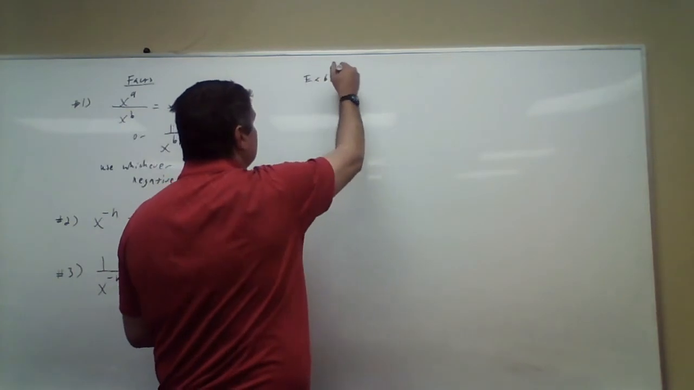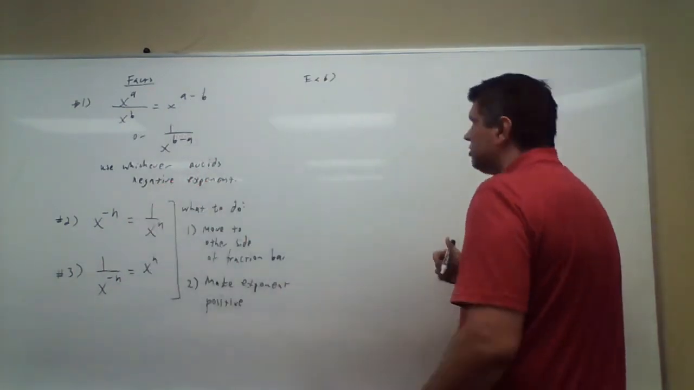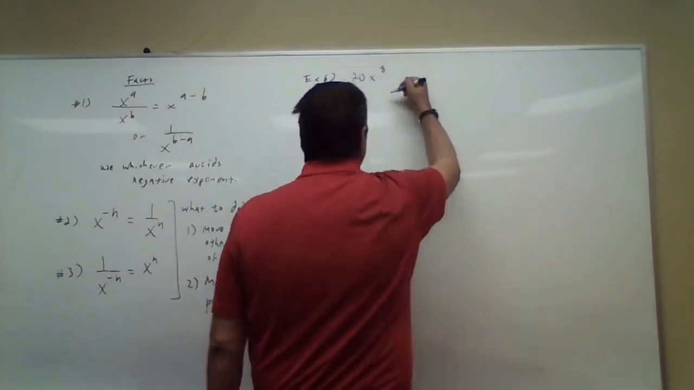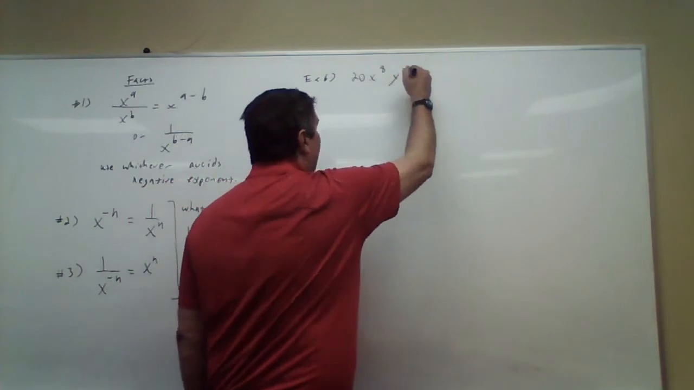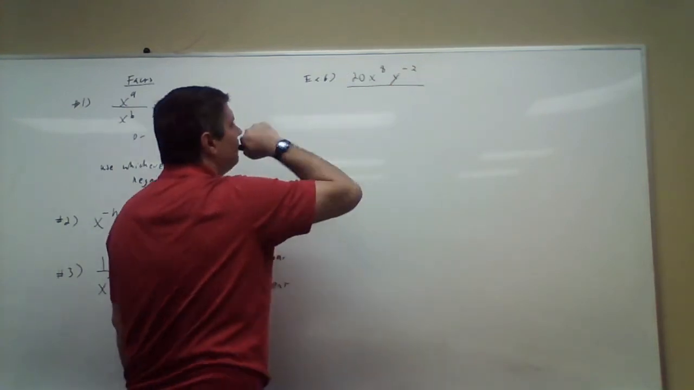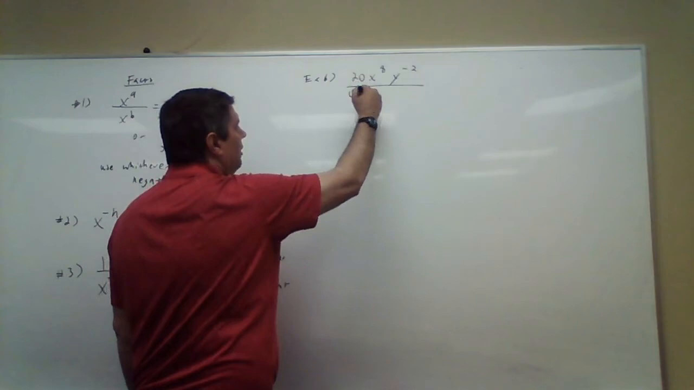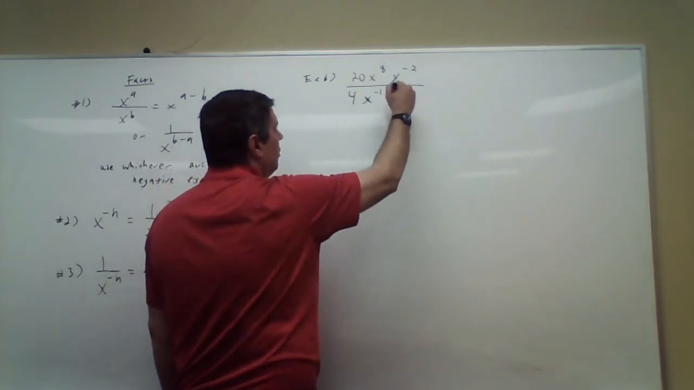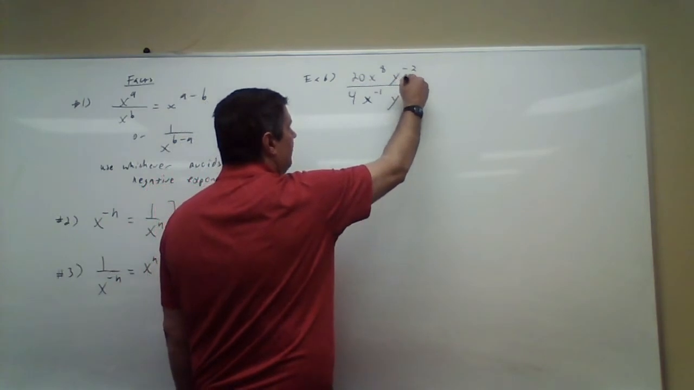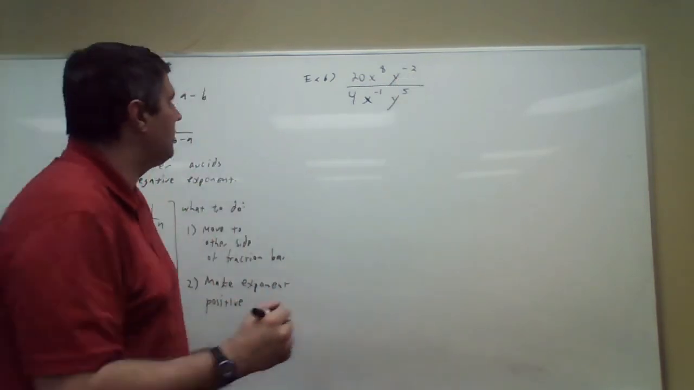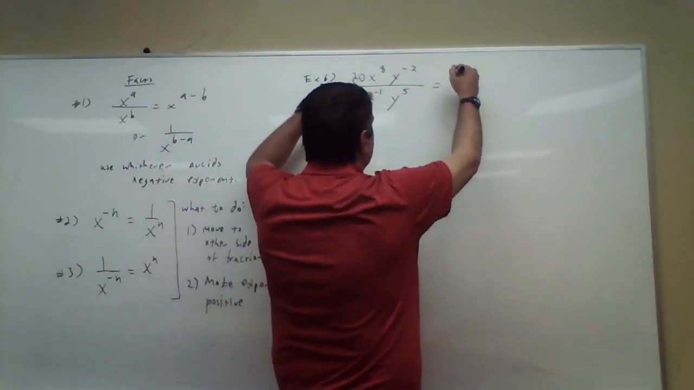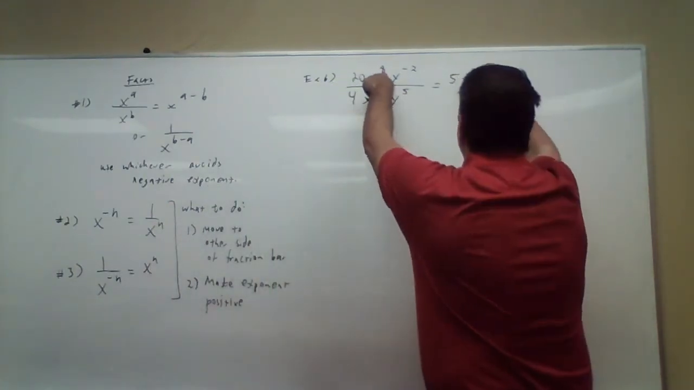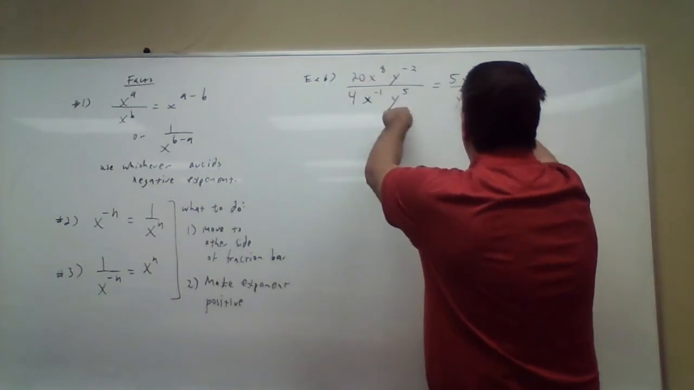Example 6. Let's do 20x to the 8th, y to the -2nd, over 4, x to the -1st, y to the 5th. Okay, what I'm going to do is 20 divided by 4 is 5. And these two go nowhere. X to the 8th, y to the 5th.